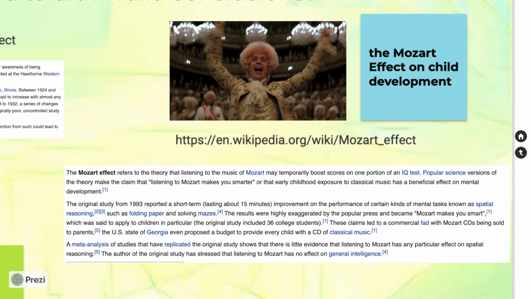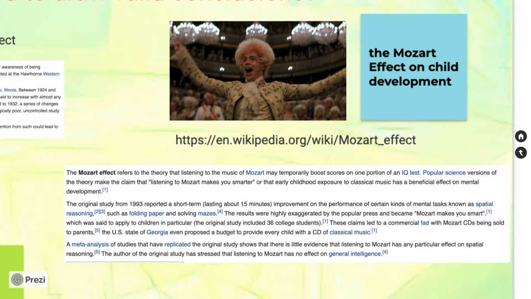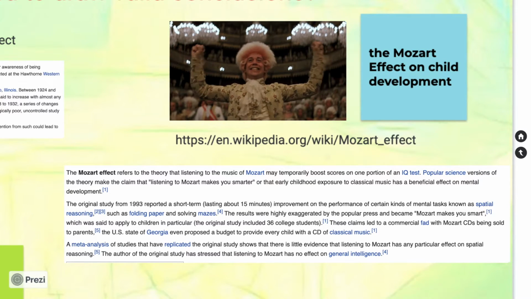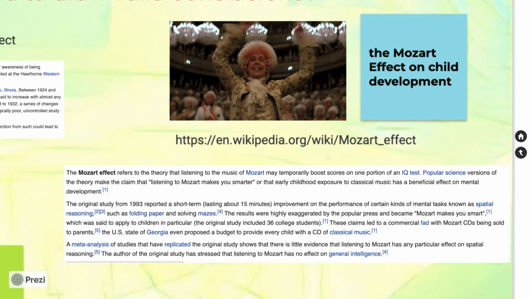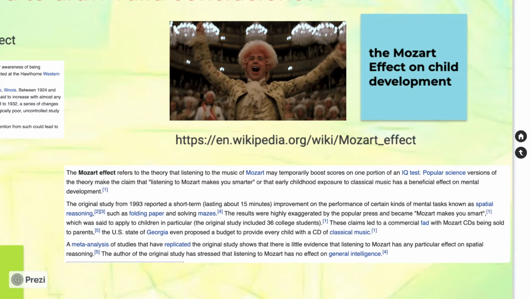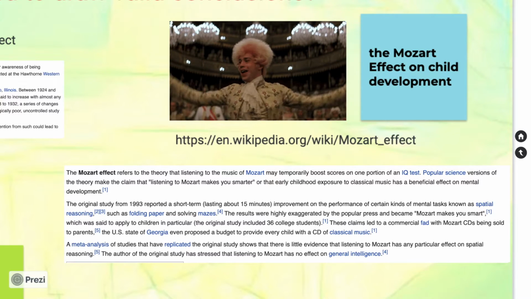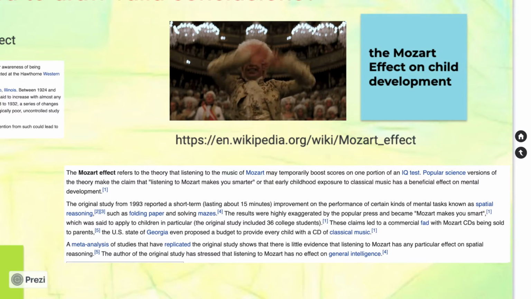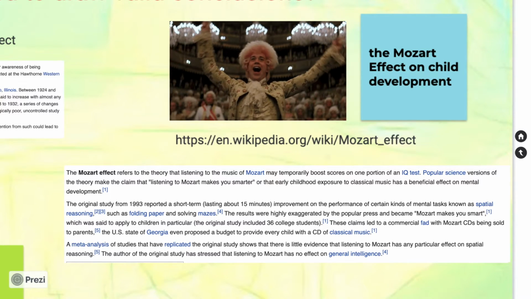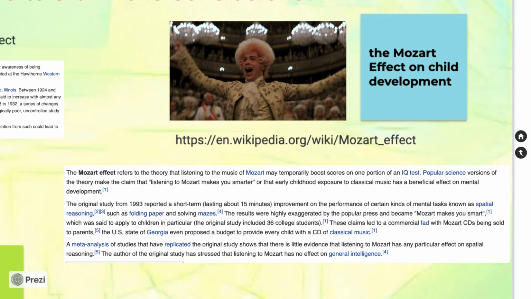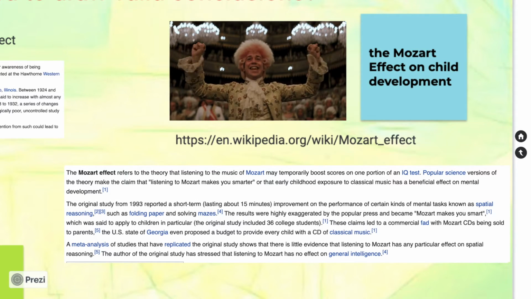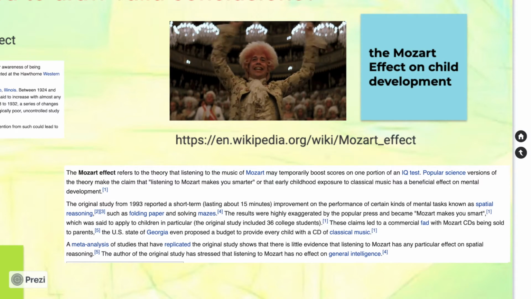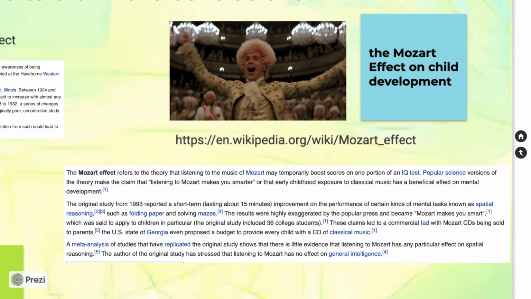The final one here is another well-known effect from the 90s, which is called the Mozart effect. And it was a study that claimed that if students listen to the music of Mozart, they seem to have a boost in their IQ tests, IQ tests being a relatively common intelligence test. And so the study promoted the idea that listening to Mozart makes you smarter. It makes you more intelligent.